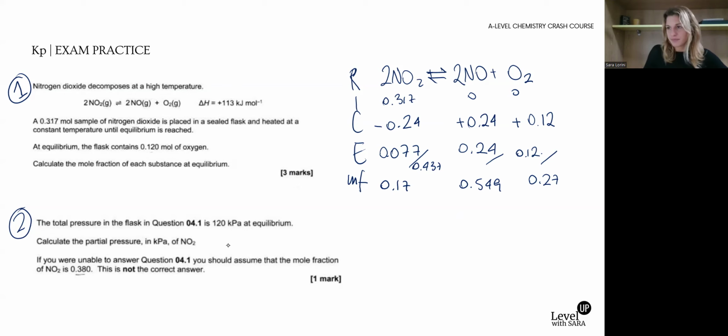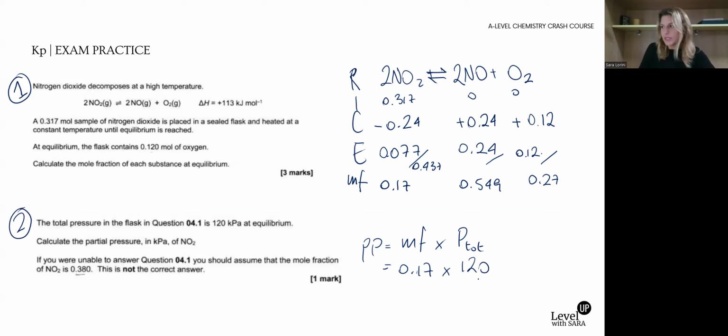Second part. Just one mark. So we really just need to apply the equation for the partial pressure. Remember, that is the mole fraction times the total pressure. So the mole fraction specifically of NO2 is equal to 0.17. And then the total pressure, we're given it here. Notice the units are the same, so no issue, times by 120.